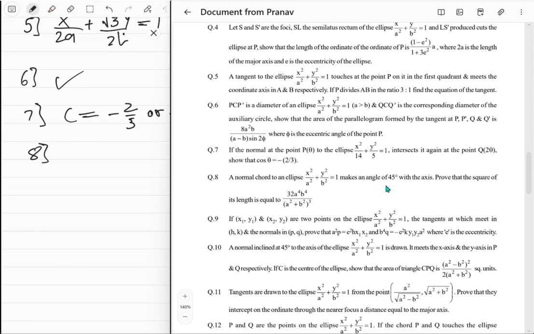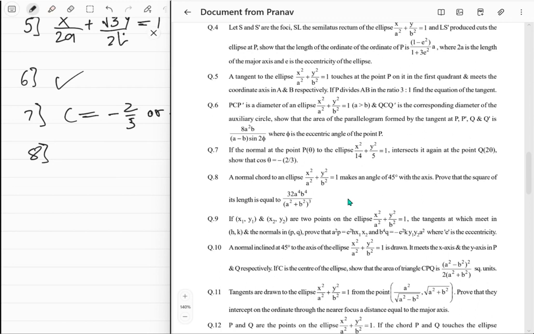A normal chord to this ellipse makes angle 45 degrees with the x-axis. Okay. Prove that the square of the length is equal to this. A normal chord to this ellipse makes angle 45 degrees with the x-axis. So slope 1 basically. It's a normal chord, huh? Fine. Prove that the square of its length is equal to this. Okay. Square of its length. That is equal to 32 whole power 4 e power 4.